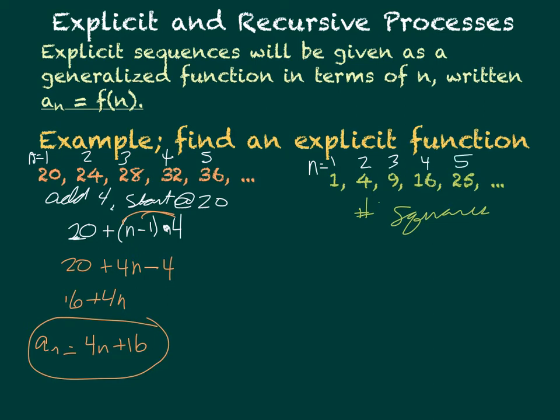So I need to do something with a 1 and an n to get 1. Well, what if, like I just said, I go n squared? 1 squared is 1. 2 squared is 4. So it seems to be like I'm just going to go n squared. So my final equation is just going to be a sub n equals n squared. That one was a little bit easier.